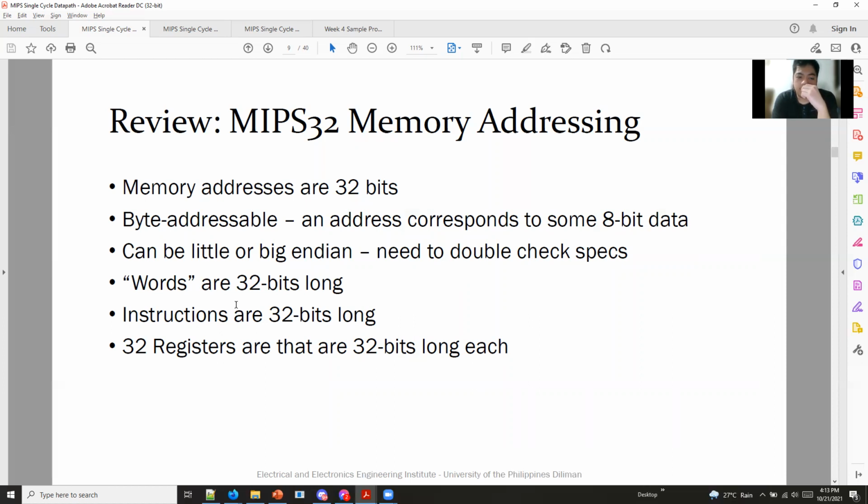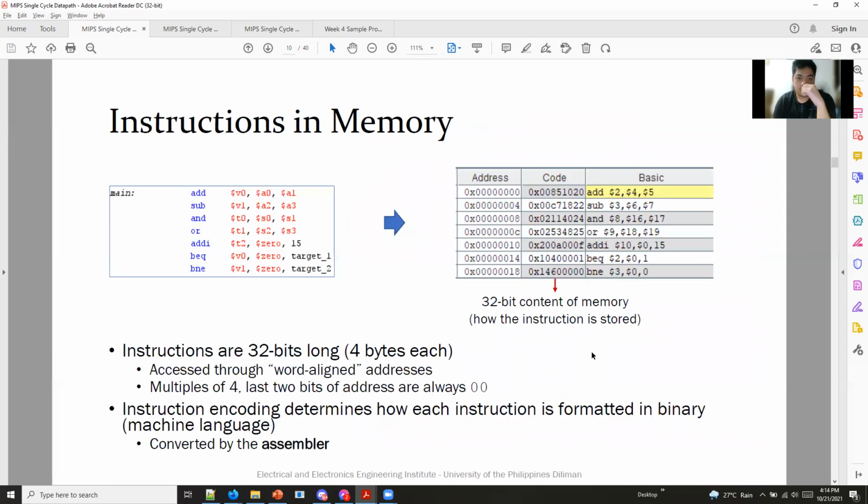And then pwede tayong maging little or big endian. So always double check your specifications nung ginagamit na device. And then words are 32 bits and instructions are 32 bits long din. So yung 32 registers din natin ay 32 bits long. So yung mga instructions natin in memory, pagka ang instructions na-convert siya into binary, and then yung binary na information na yun yung sinastore natin sa memory.